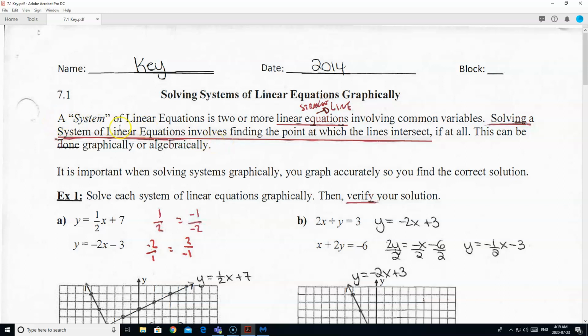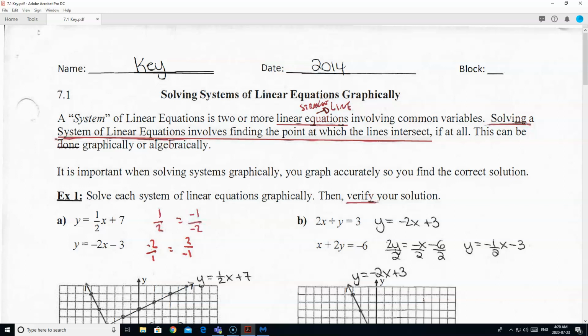Okay, a system of linear equations is two or more linear equations involving common variables. Solving a system of linear equations involves finding the point at which the lines intersect, if at all. This can be done graphically or algebraically, so we're going to go over both methods. Graphically, you can just draw the two lines on a graph, and then you see the point that they intersect, and that will be your answer. If they don't intersect at all, that means there is no answer.